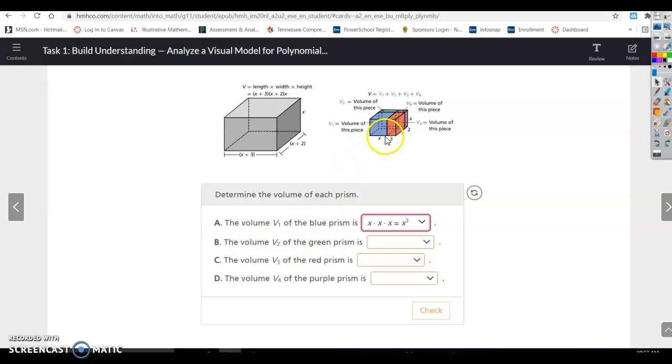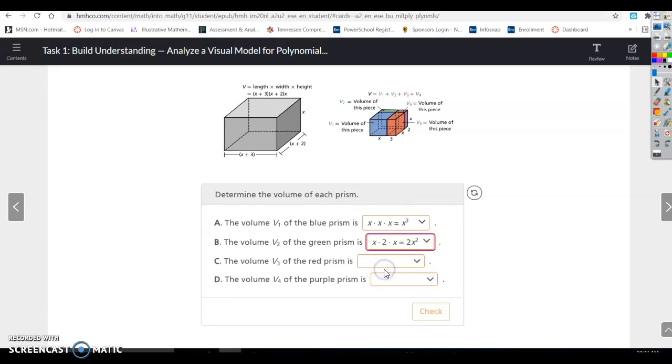So we know this side is x. So that means you've got an x here. We also know it's got a side length of 2, and it's also got a height of x. They're all going to have a height of x. So it's going to be x times 2 times x. And then the third one, volume 3, is the orange one here. So it's got a 3 as one side, an x as another side, and then a height of x as well. So x times 3 times x.